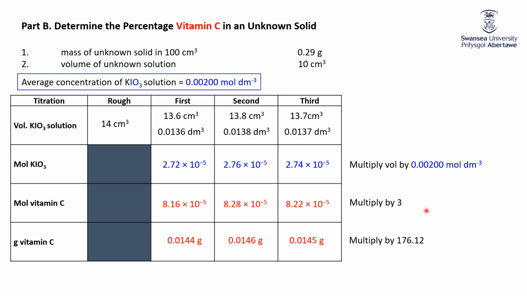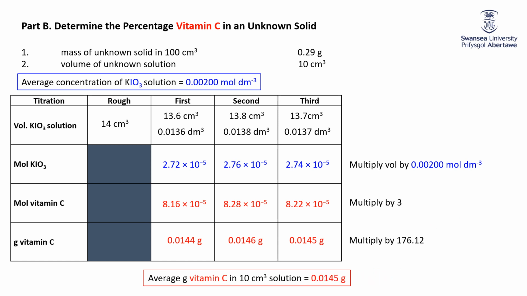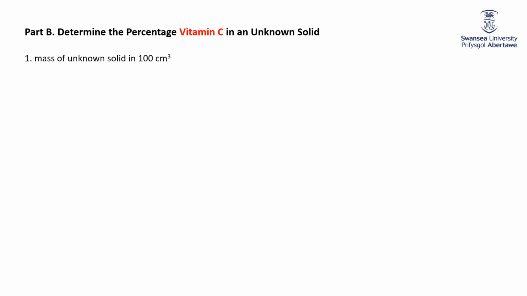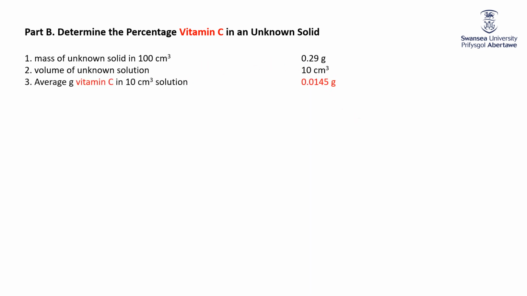So therefore, the average grams of the vitamin C in each of those 10 cubic centimeters was 0.0145 grams. Final bit, we weighed out 0.29 grams of the unknown solid in 100 cubic centimeters. I split that into, I took 1/10 of that each time to 10 cubic centimeters. I've just worked out that on average, each of those 10 cubic centimeters contain 0.0145 grams of vitamin C. Thus, in that original 100 cubic centimeters of solution would be 10 times as much, or 0.145 grams of vitamin C.